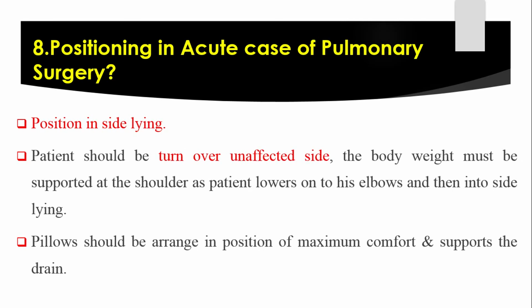Let's see the eighth one, positioning in acute case of pulmonary surgery. The patient should be in a comfortable position in side-lying, and the patient should be turned over the unaffected side. The body weight must be supported at the shoulder as the patient lowers onto his elbow and then takes the side-lying position. You can use pillows, arranged in a position of maximum comfort, and they support the different drips, drains and IV lines.